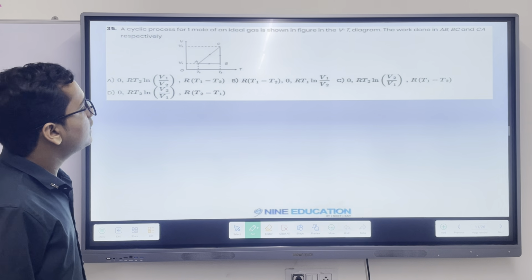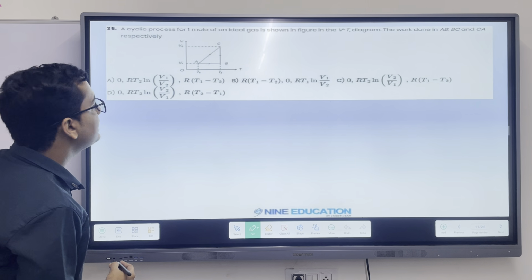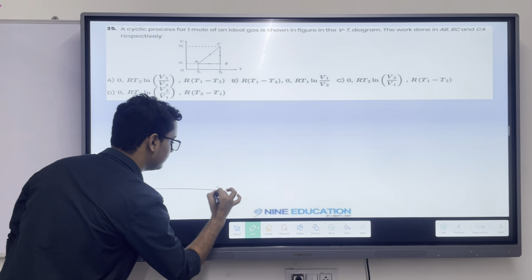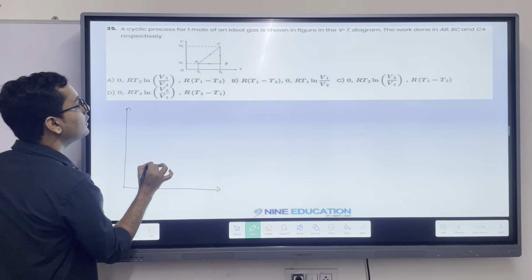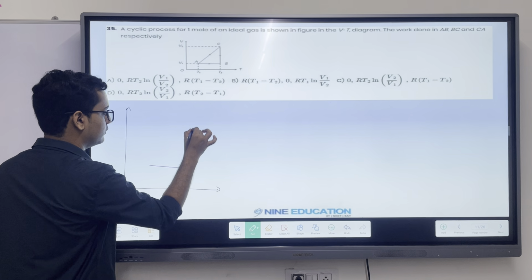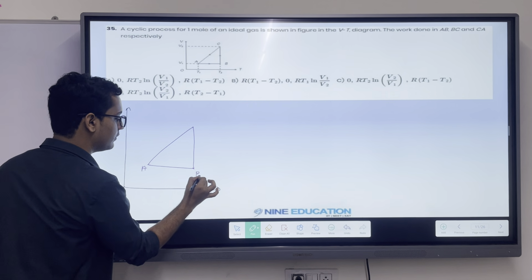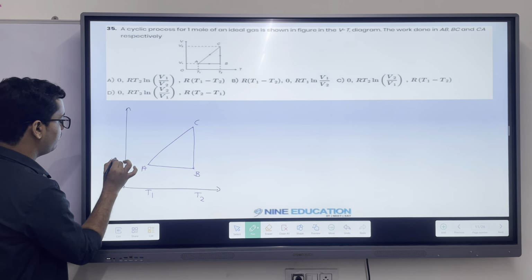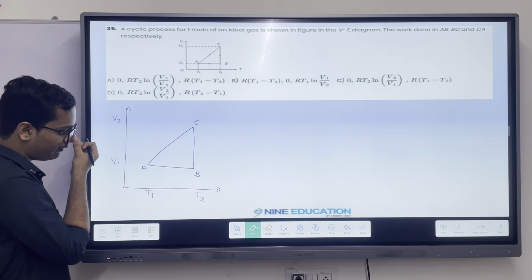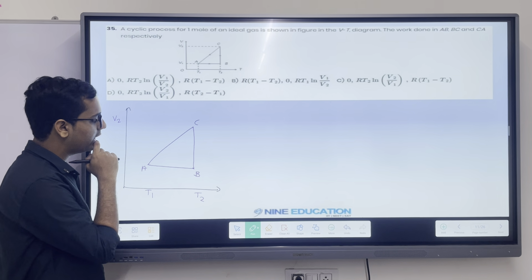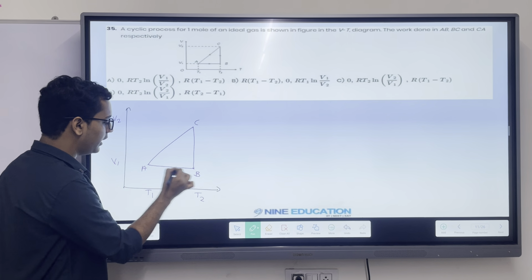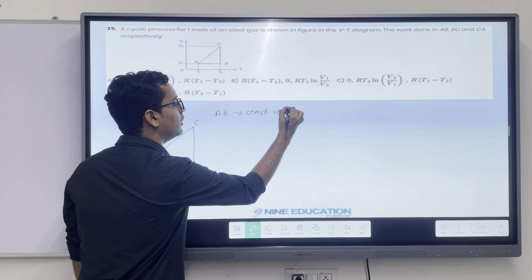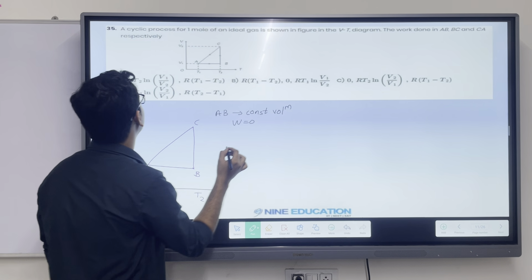You have to find out the work done in AB, BC, and CA respectively. So I will draw the diagram properly. This is AB. T1, T2, and V1. This is not a PV graph where you take the area under the curve. So what is the work done in AB? AB has constant volume, so work done is 0.